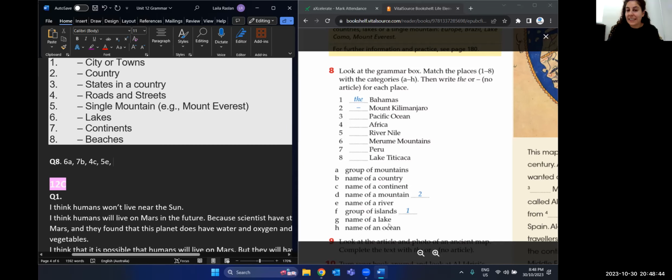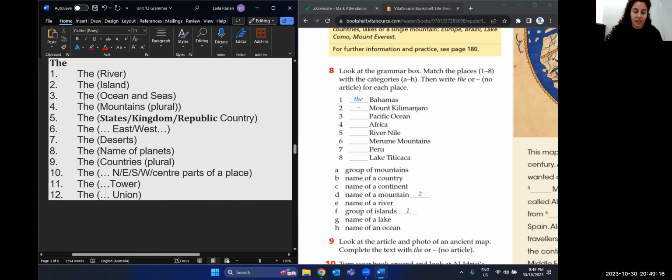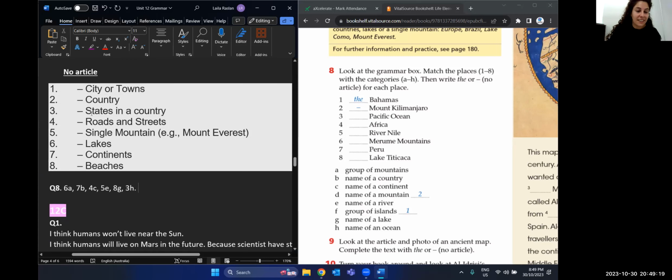The name of a lake. 8, Lake Titicaca. I don't know how to say that. 8G. And which is the name of an ocean? The Pacific Ocean. 3. Yep, 3H. Okay, good. So I hope you understand all these oceans, mountains, rivers, lakes. Which one we have to say the in front of it and which one we don't need to say the.